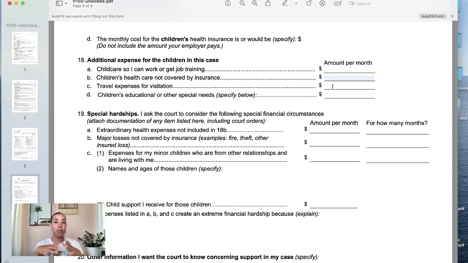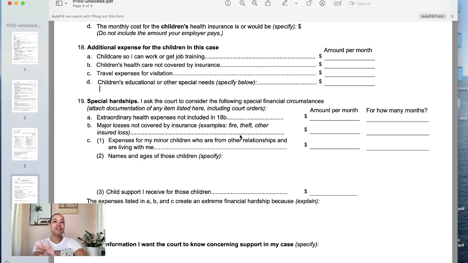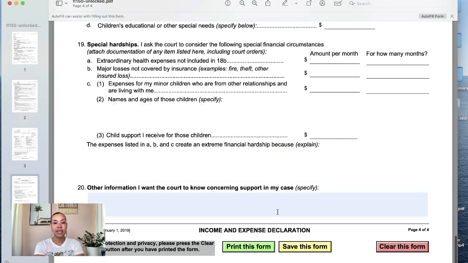Is your co-parent moving far away where your kids have to go on a long ride to your parents, or maybe their co-parent has moved out of state and so they're going to spend the summer with them? What are those travel expenses? And then any other monies that you spend every month for their educational or their special needs, and they're going to want you to tell them below right here what that could be. And then if there's any special hardships, you'll explain it here. A lot of times people leave this number 20 blank. That's up to you if you want to add something that you feel like the court really needs to know about your situation.